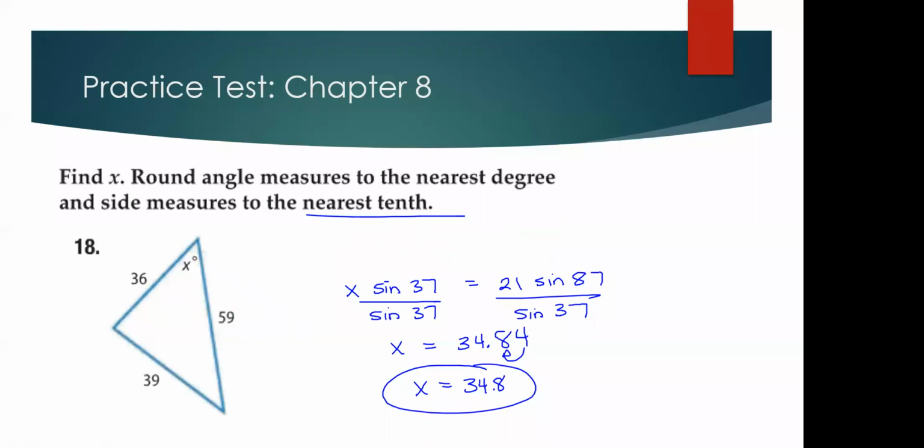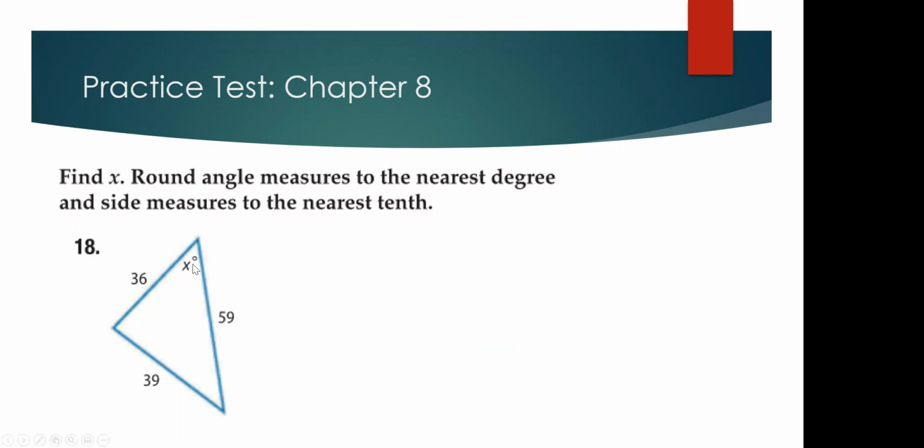And then this problem here, it says to find x. So we're looking for x. We're not given the measurement of any of the angles. So we're going to be using the law of cosines. So we're going to be using a squared is equal to b squared plus c squared minus 2 times b times c times the cosine of A.